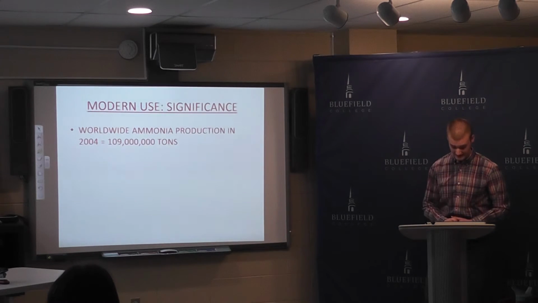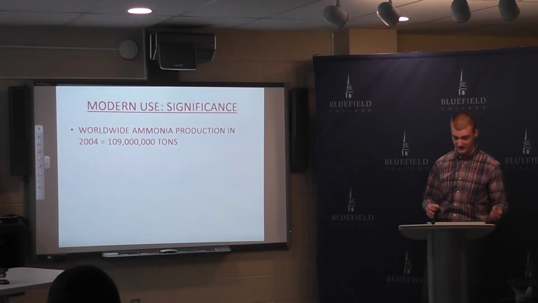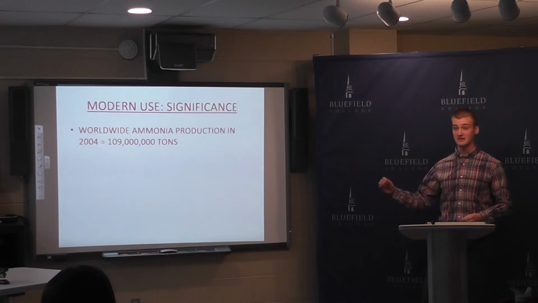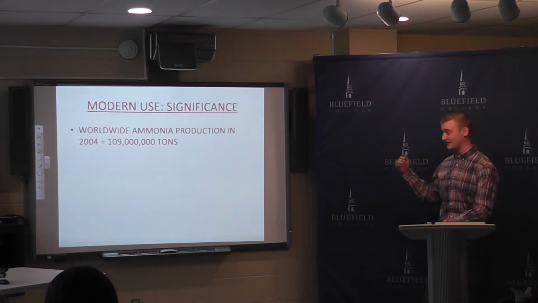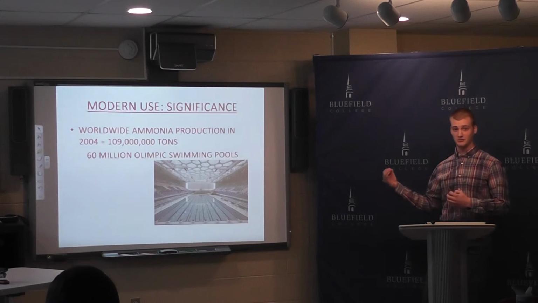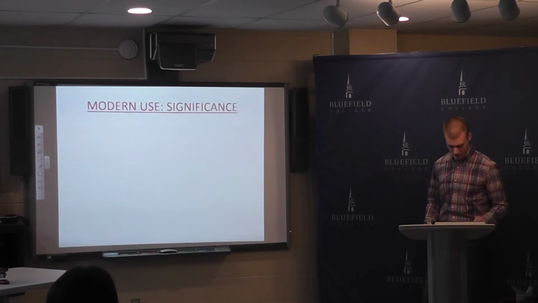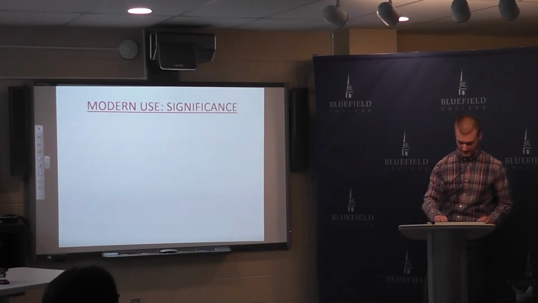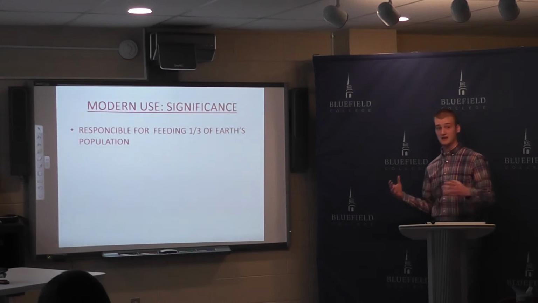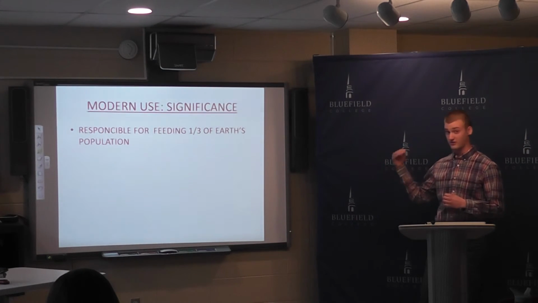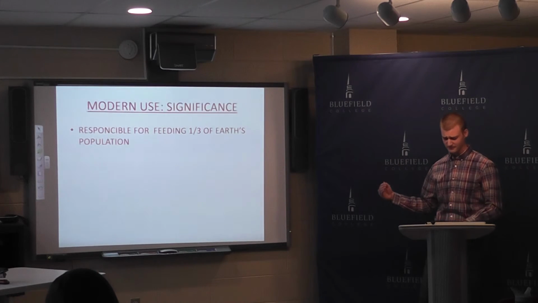According to a United States Geological Survey publication in 2004, worldwide ammonia production was 109 million tons. An equivalent statement would be 60 million Olympic swimming pools filled with ammonia. It's a huge amount. According to the article Feed the World, found at tcetoday.com, the Haber process produces enough ammonia to produce food to feed a third of the Earth's population.